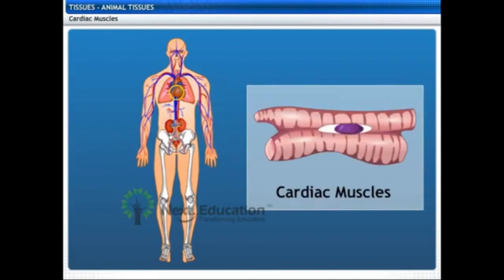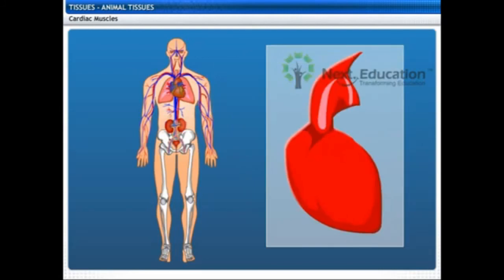That leaves only one type of muscle tissue: cardiac muscles. Cardiac muscles are branched, cylindrical fibers with a single nucleus. The contraction and relaxation of these involuntary muscles cause heartbeats.